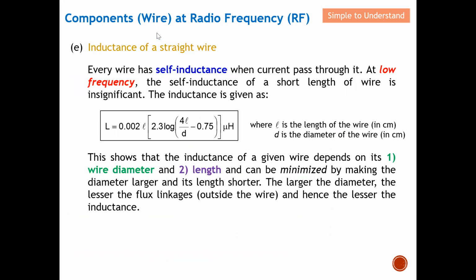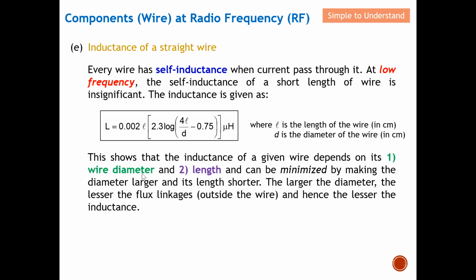Next, let's move on to the inductance of a straight wire. Every wire has self-inductance when current passes through it. At low frequency, the self-inductance of a short length of wire is insignificant, and the inductance value can be calculated as shown by this equation here. From this equation, you can see that it is a function of the length of the wire and also the diameter of the wire. This shows that the inductance of a given wire depends on its diameter and its length.